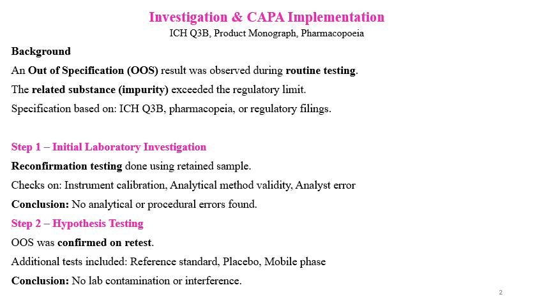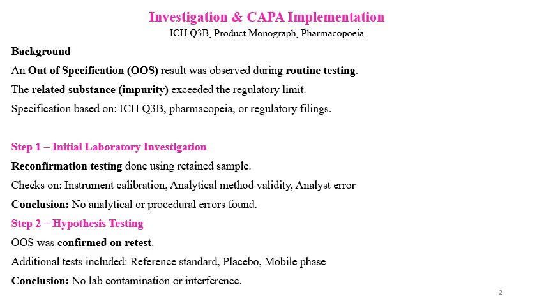So what to do? What to do in this case? What are the measures to be taken? What are the steps to be taken? Step 1 is initial laboratory investigation. You have performed the testing and you find the out of specification results for the impurity. Now what to be done? What to do in this case? So first is initial laboratory investigation.